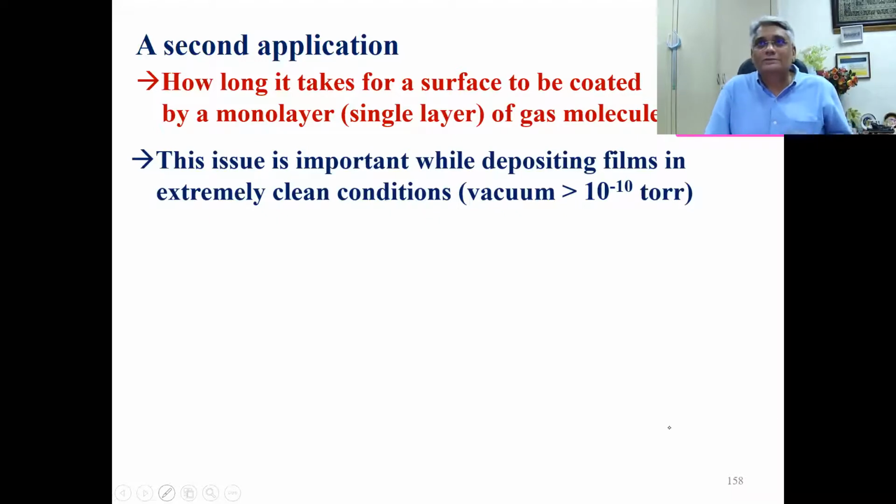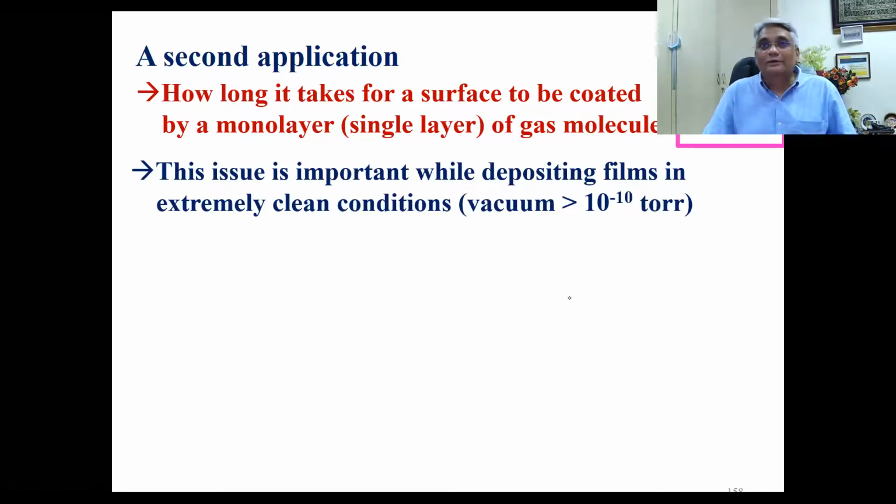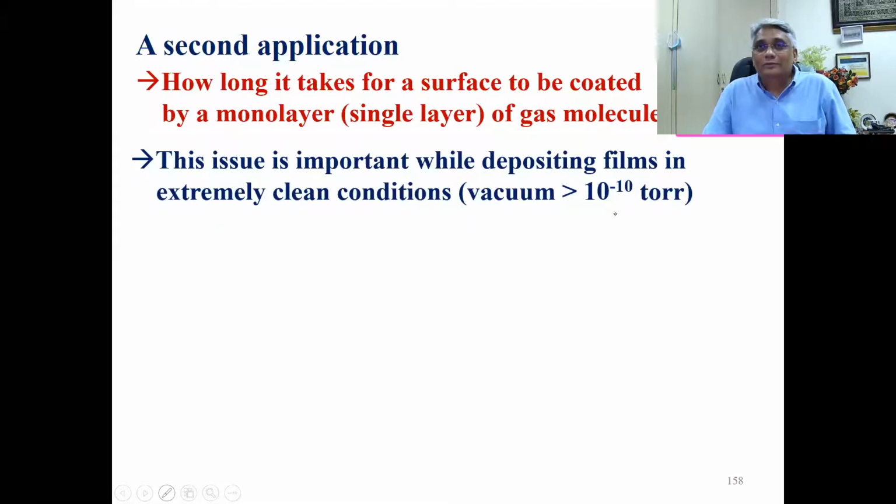Extremely clean environments means vacuum at the level of 10⁻⁹ torr or better, which is called clean vacuum. It's not easy to achieve such vacuum levels, but basically vacuum of this order is called a clean vacuum.